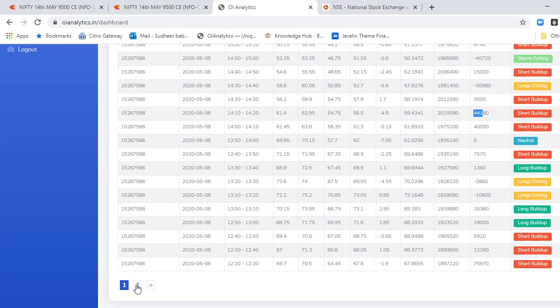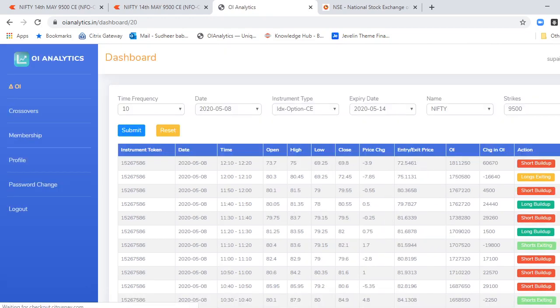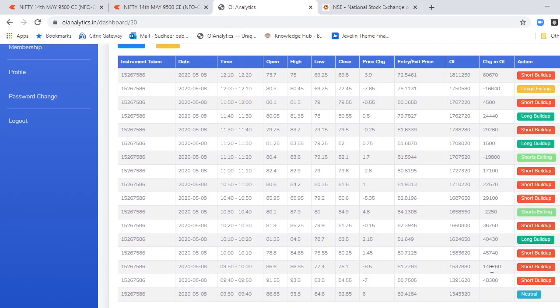So considering, let's net it off for the day, for the 8th of May, right? So this 140, 180, and 230, this is about 80. And if you see, a lot of OI is added between 70 to 80.